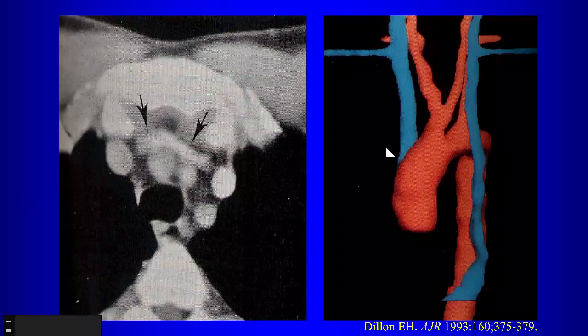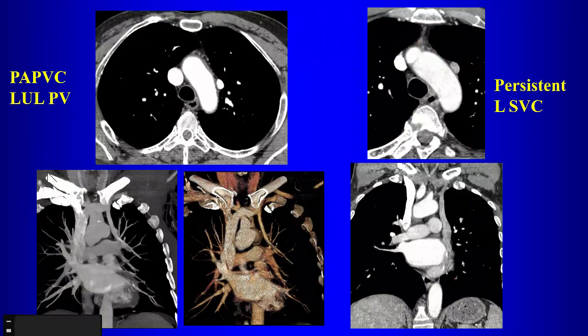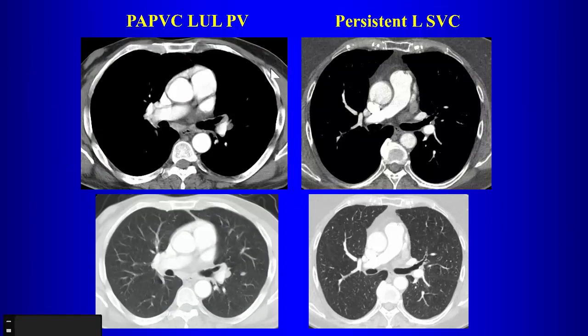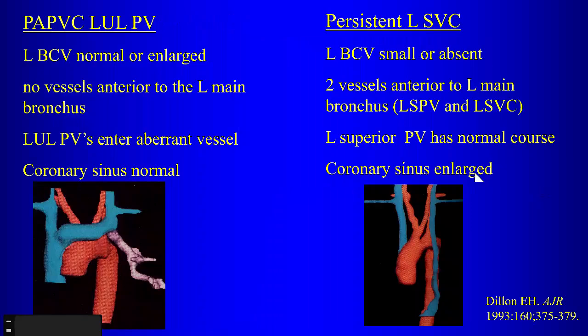All right, so we've talked about the persistent left SVC. So you want to make sure that you can tell them apart. You just follow it up and down. You should be able to tell it apart unless you get a nasty question like I gave you there earlier. Right? So partial anomalous pulmonary venous return: there's nothing anterior to the left upper lobe bronchus there. Persistent left SVC: you'll see two vessels anterior to the bronchus. Okay? And we've kind of gone through all of this already.